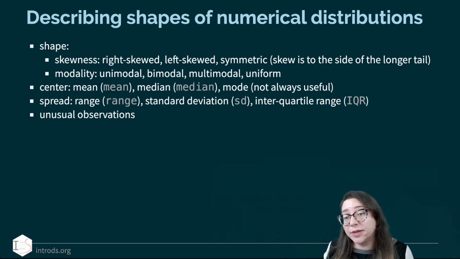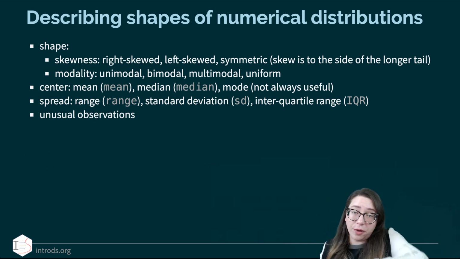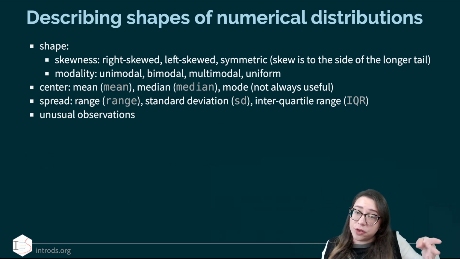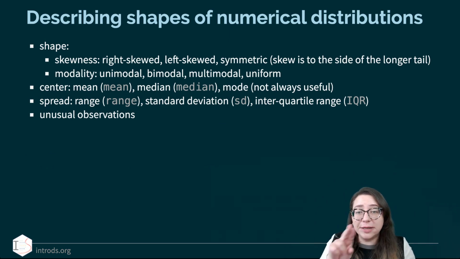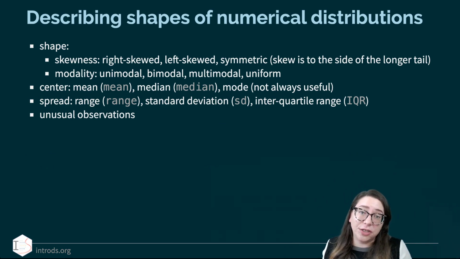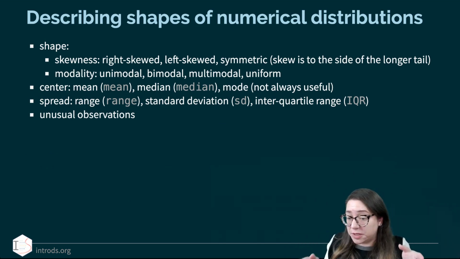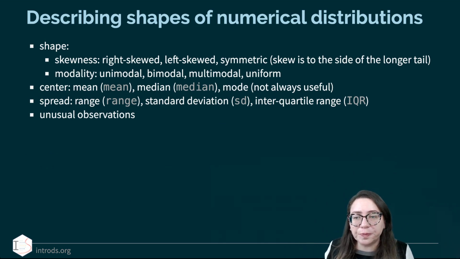We are often also interested in modality. So unimodal means we have 1 prominent peak, bimodal means we have 2 prominent peaks, and multimodal means we have multiple prominent peaks. Usually these modes are driven by various subgroups in your data that tend to share characteristics with each other but are different from the other subgroups. And a uniform distribution means we have no prominent peaks.